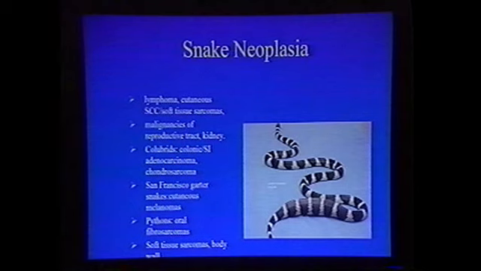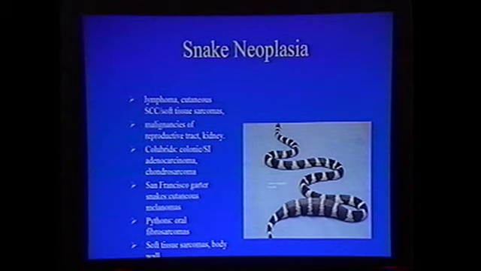Common snake neoplasms include lymphoma, cutaneous and oral squamous cell carcinomas, cutaneous soft tissue sarcomas, and malignancies of the reproductive tract and kidney. Colubrids are prone to colonic and distal small intestinal adenocarcinomas and chondrosarcomas involving the vertebral column.